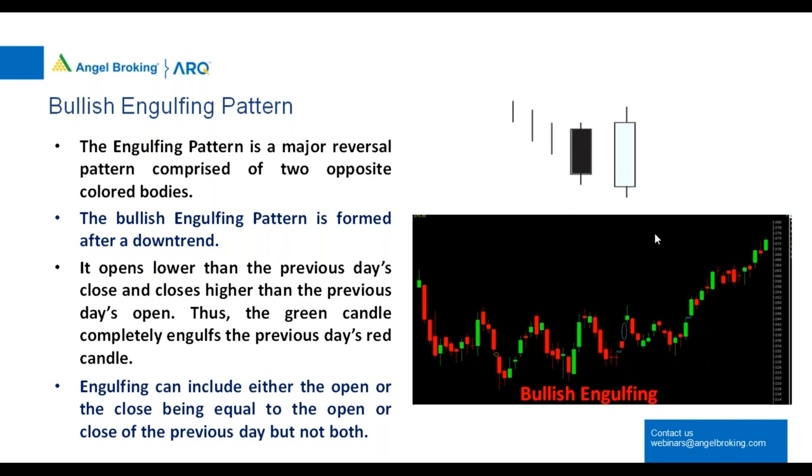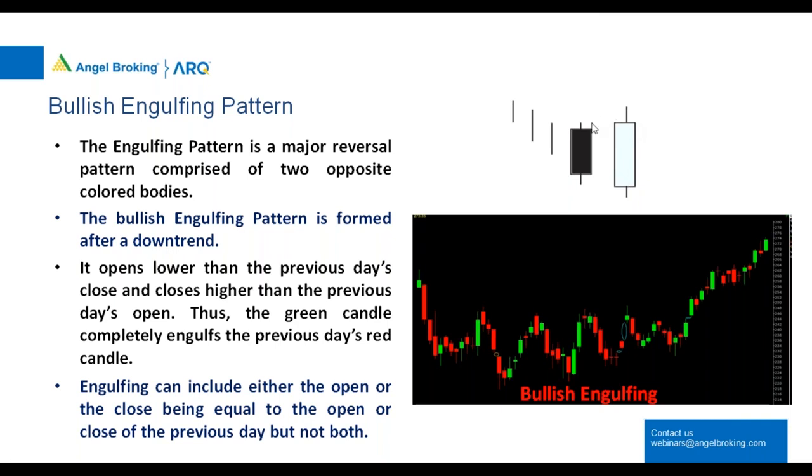Next, we come to another important indicator, the bullish engulfing pattern. This again is a very high probability trade. You should definitely look at this. Never go short if a bullish candle pattern is being formed. I'll be talking about that as well. The engulfing pattern is a major reversal pattern composed of two opposite colors. Here you see one candle is red, the other is green. Here one is black, the other is white.